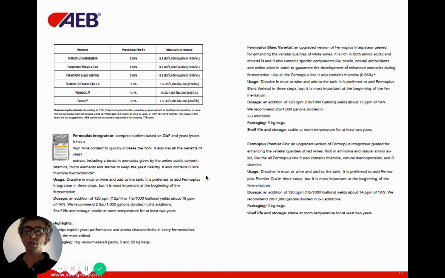So we have three here in this page: Thermoplast Integrator, Thermoplast Blanca Varietal, and Premier Cru. They all come with a high YAN. They all come with amino acids for aromatics. The Blanca Varietal is more geared for aromatics for white wines. The Premier Cru is more geared for aromatics for red wines. They also come with a specific dose of vitamin B1, thiamine hydrochloride. So synthetic thiamine added in a specific amount. And here is a chart with the limits imposed by the local authorities, TTB in the US.